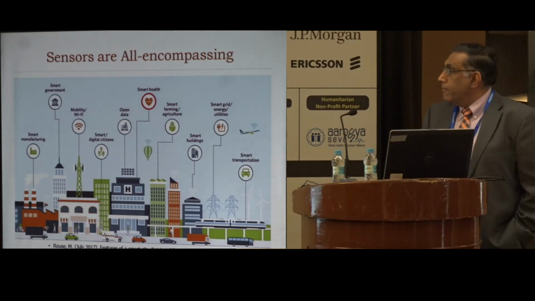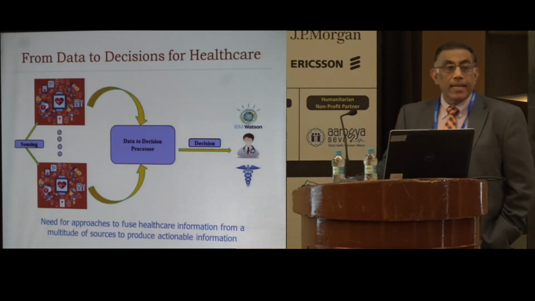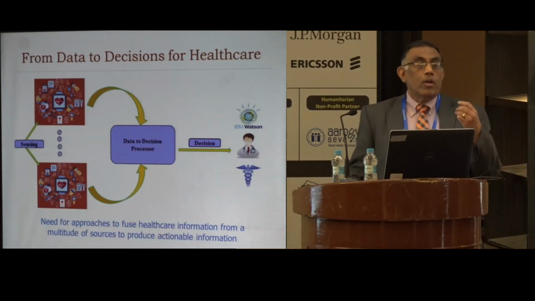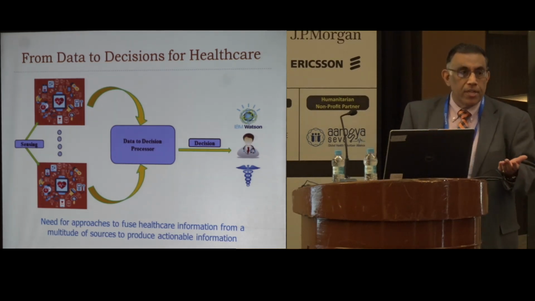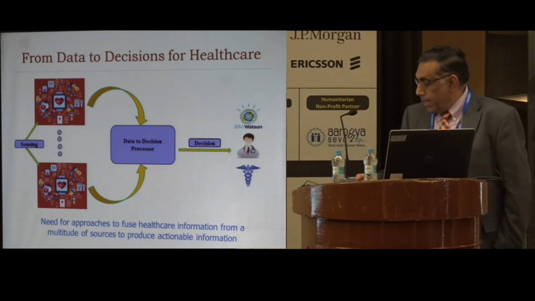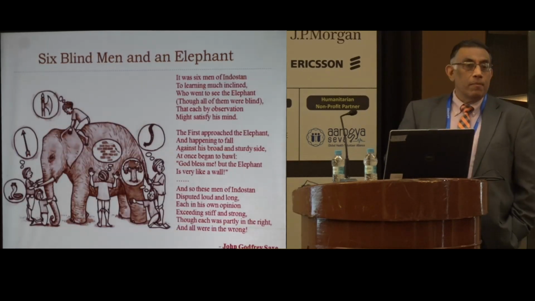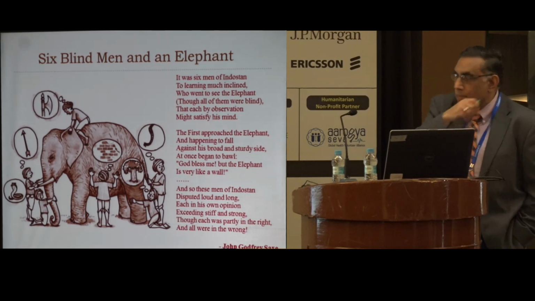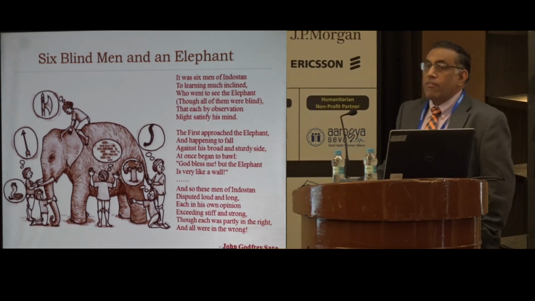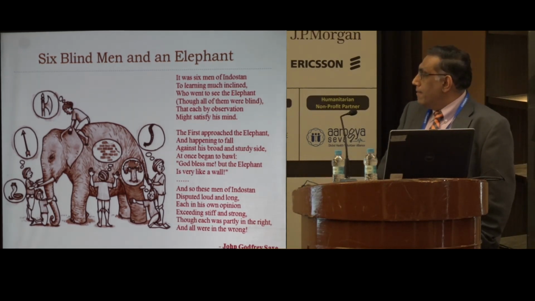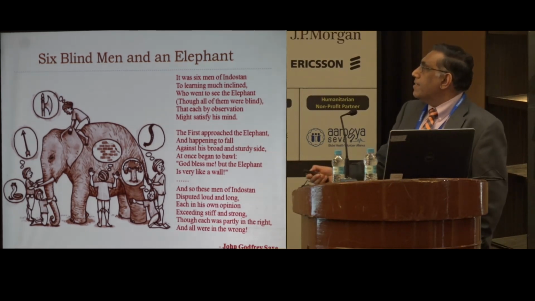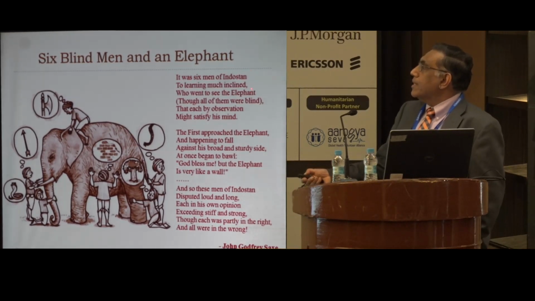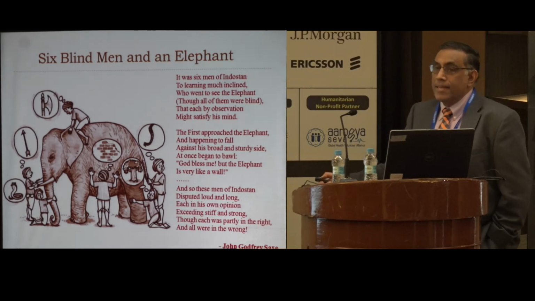And actually, we need to get actionable information: what sort of intervention is to be done, what sort of treatment or medication needs to be given to the patient. Now, the title. I'm sure you are all familiar with this story, but there was this poem by John Godfrey Saxe: it was six men of Indostan, to learning much inclined, who went to see the elephant, though all of them were blind.